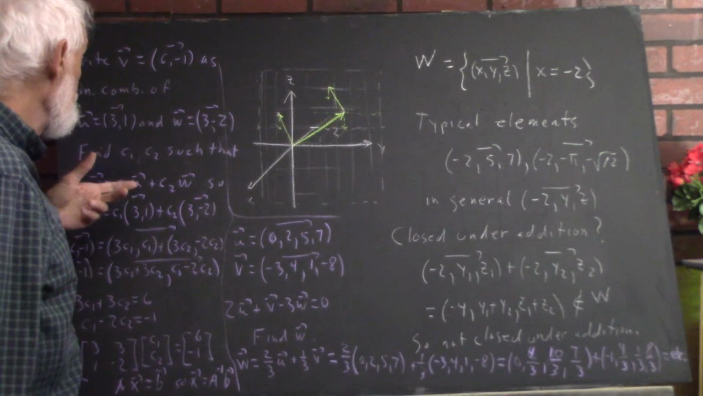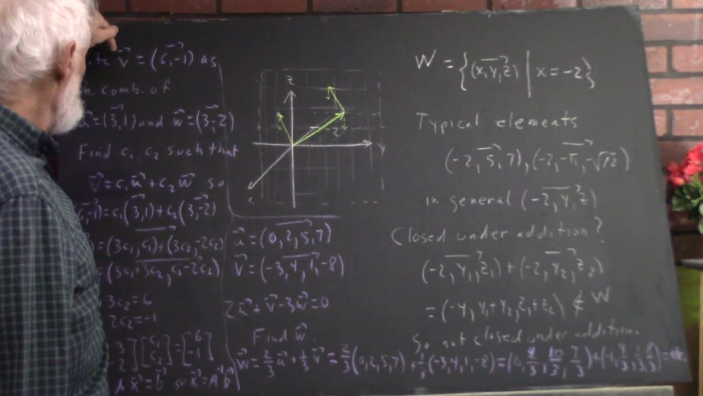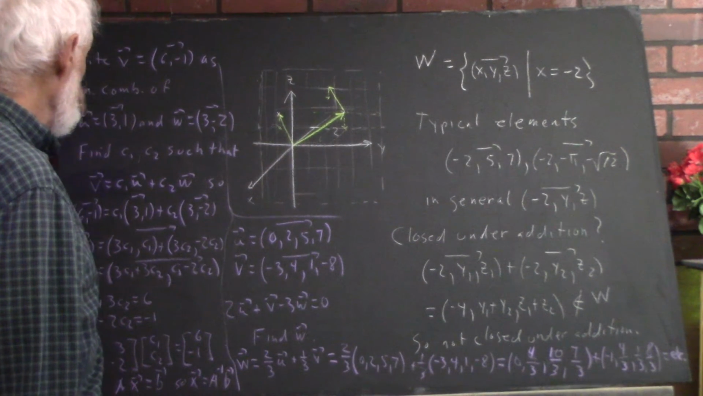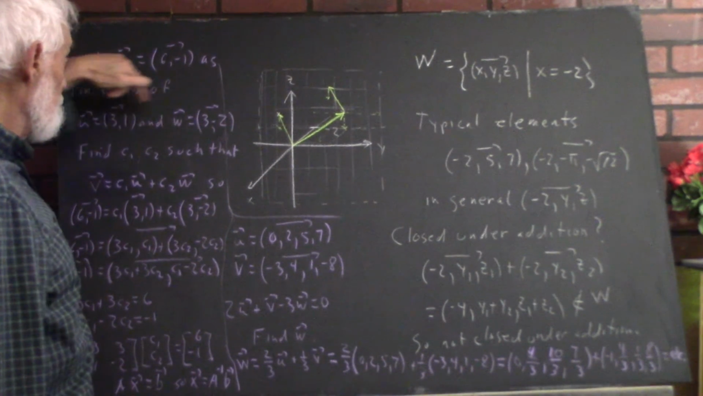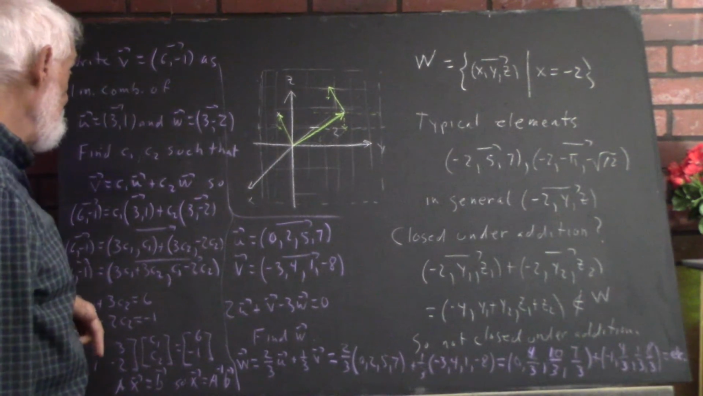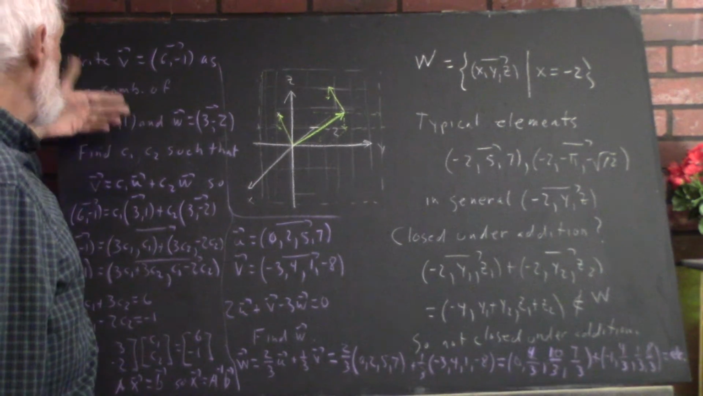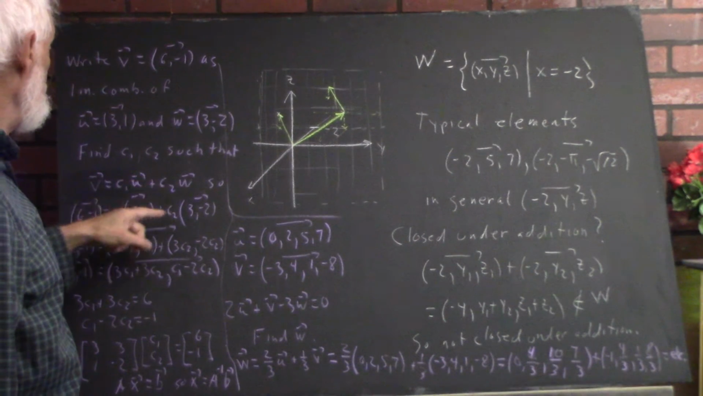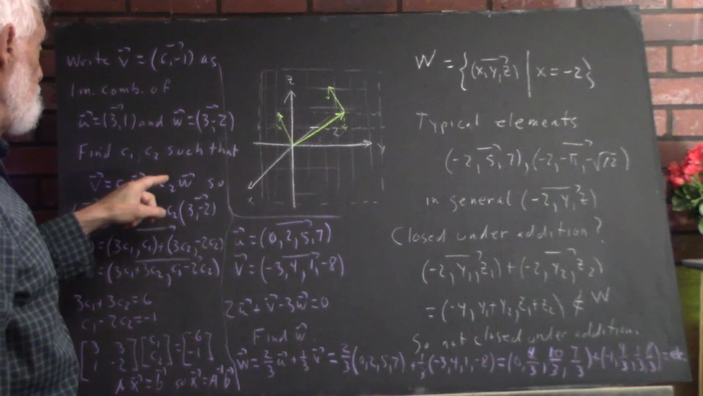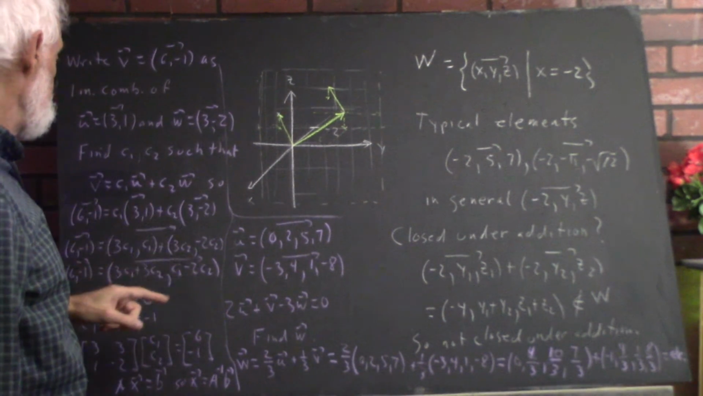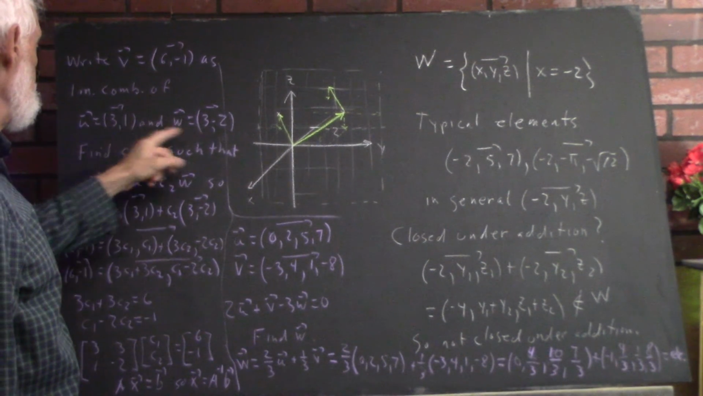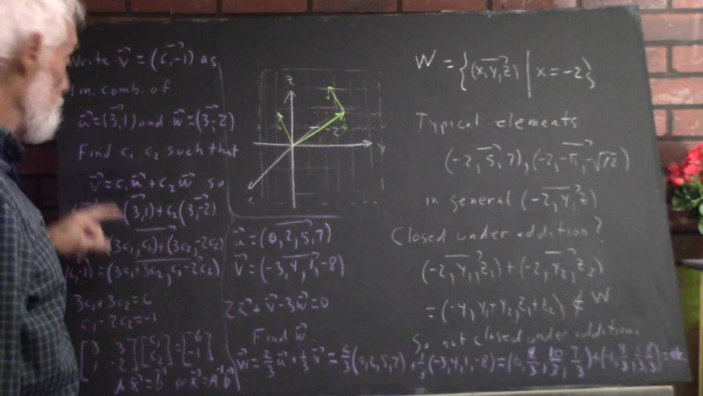Now let's take another type of problem. Problem is, write v equals (6, negative 1) as a linear combination of the vectors u and w, where u is (3, 1) and w is (3, negative 2). To write this as a linear combination, you've got to find a C1 and a C2 such that v equals C1 u plus C2 w. In other words, here's your linear combination of these vectors, and it's got to equal this vector v.